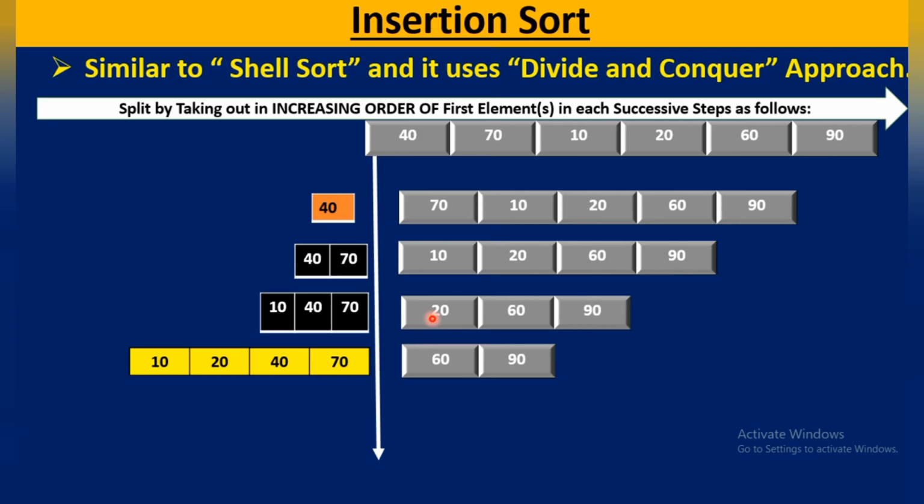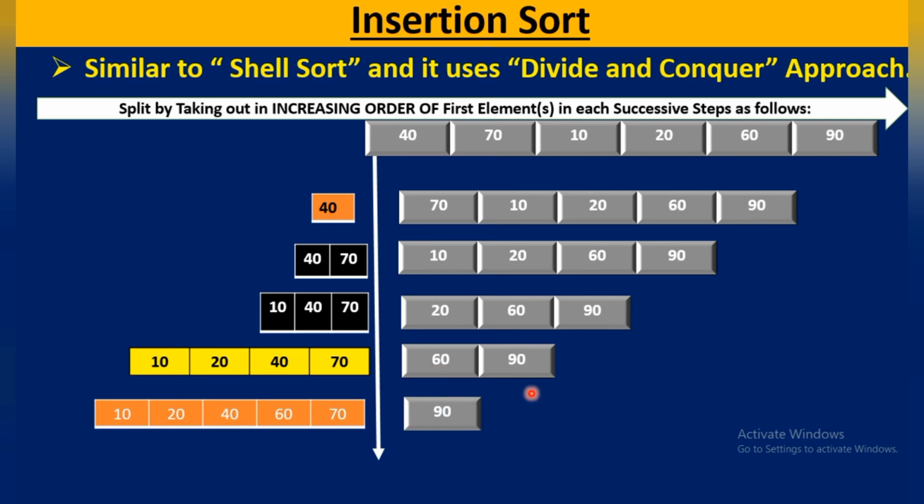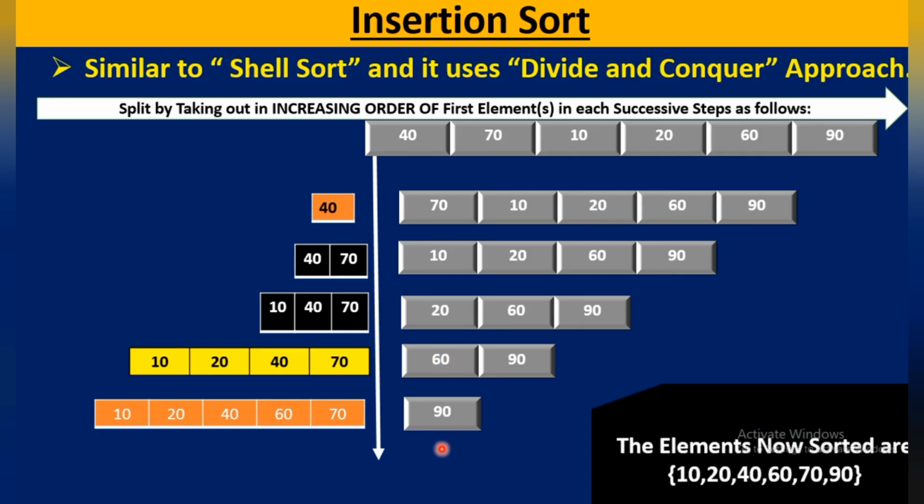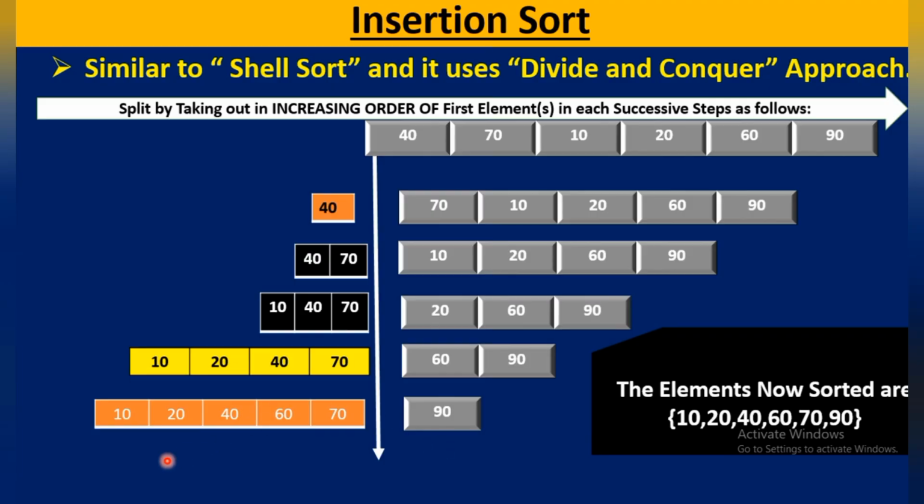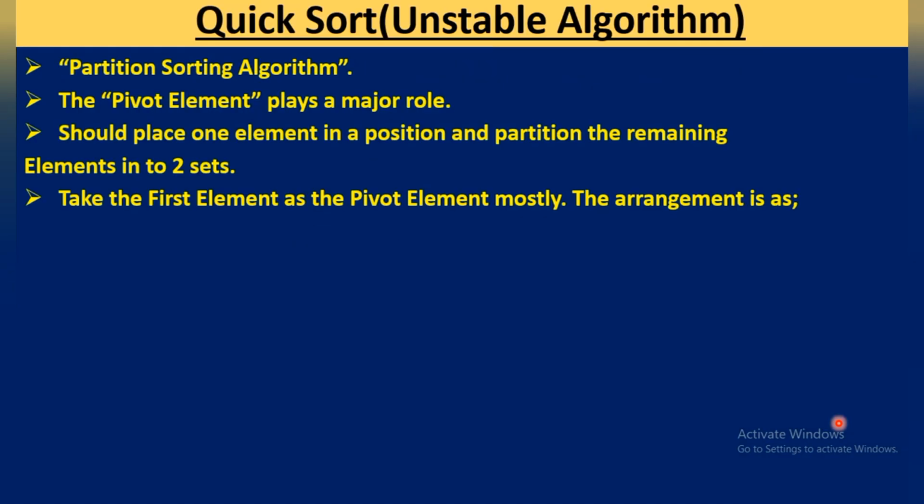Now see 20: on the right side, pick it up and write it on the left side in ascending order, 10, 20, 40 and 70. The remaining elements are 60 and 90. Similarly, take 60 and place it in ascending order. The remaining one is 90, which is also placed in ascending order, and finally the right side is empty. So the sorted elements are 10, 20, 40, 60, 70 and 90, friends.